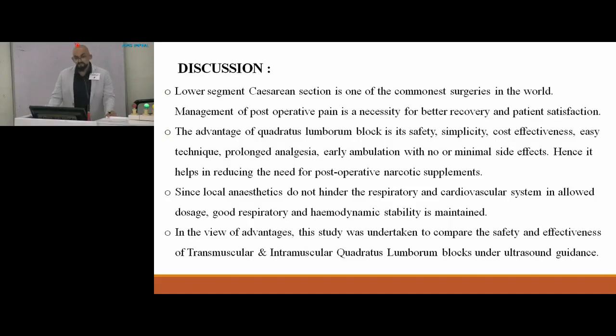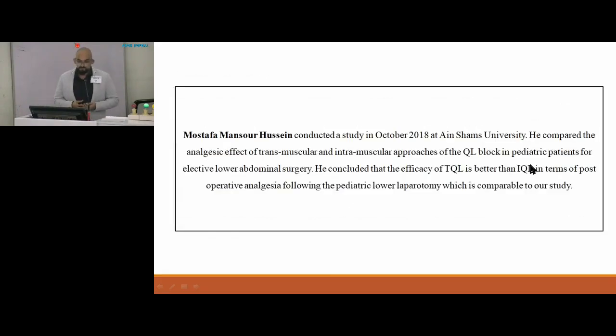In view of these advantages, this study has been undertaken in RIMS Imphal, and to our knowledge there are no other studies done to compare these two subtypes of quadratus lumborum block, except one study by Mustafa M. Hussain, conducted in a pediatric population. He also concluded that the transmuscular quadratus lumborum block is more efficacious than the intramuscular, which is similar to our study. But there are no other studies which we can use to compare our results.